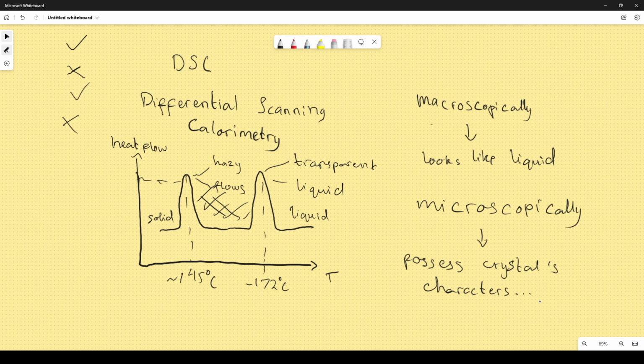Okay, when we look at the molecular level again, the molecules in a liquid crystal, like I said before, don't exhibit any positional order, but they do possess a certain degree of orientational order. So the molecules don't all point the same direction all the time in these liquid crystals.